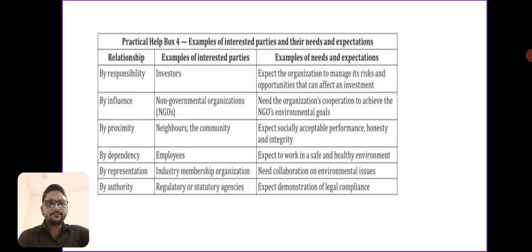Next are examples of interested parties and their needs and expectations. First example is the investors: they expect the organization to manage its risks and opportunities that can affect an investment. Next are non-governmental organizations, NGOs: their need is the organization's cooperation to achieve the NGO's environmental goals. Next are the neighbors and the community: they expect socially acceptable performance, honesty and integrity. These are some examples.